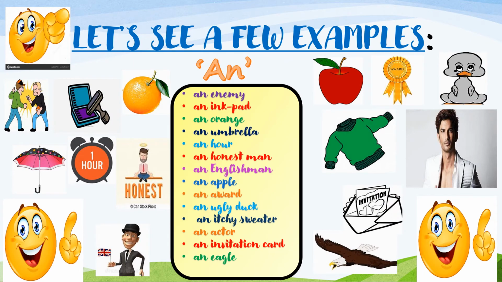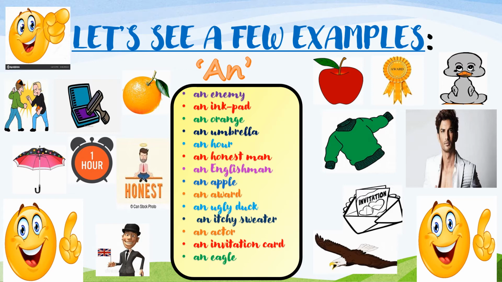Examples of article an: an enemy, an ink pad, an orange, an umbrella, an hour. If you take this word an hour, it has begun with consonant H. Here the letter H is silent. So the pronunciation is not hour with an H, it is our. So it is vowel sound. So that's why we use an, though it has begun with the consonant H. So I already told you article a and an are completely determined by the sounds.